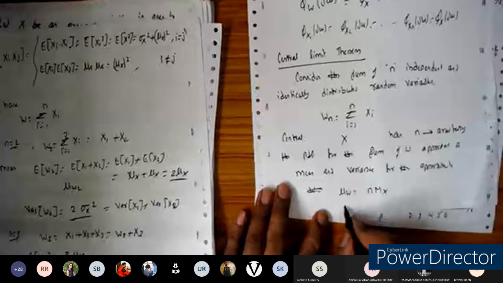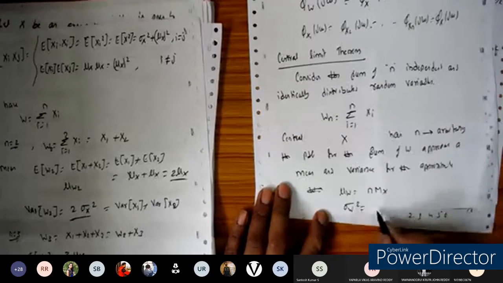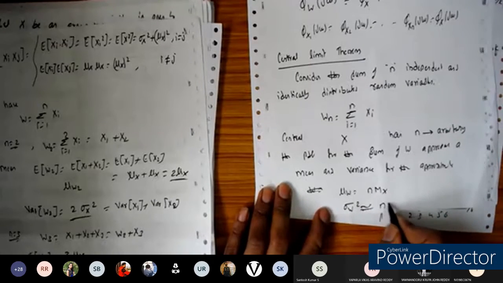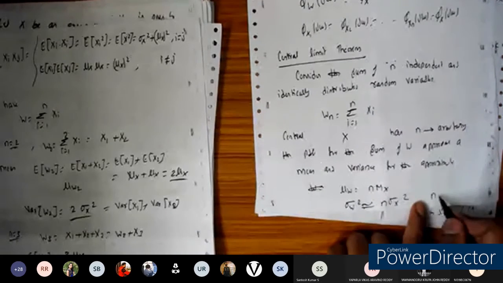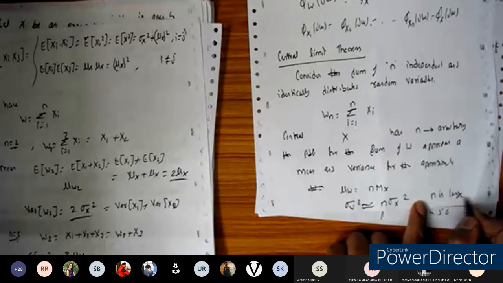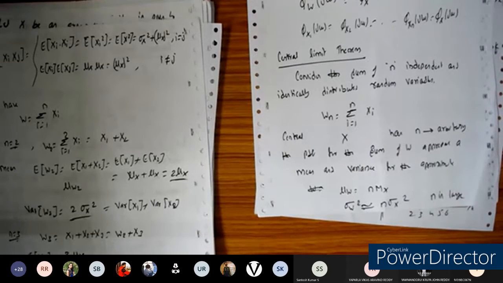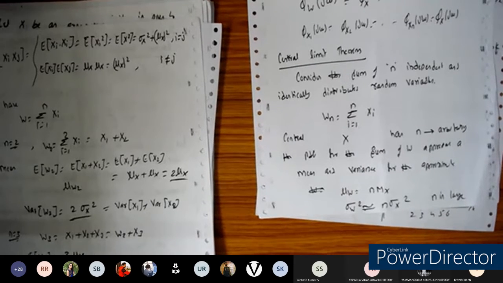And similarly, the variance can be taken here. Sigma omega square can be approximated as n times sigma x square, provided n is large. So this is what the central limit theorem states. It's just a statement.